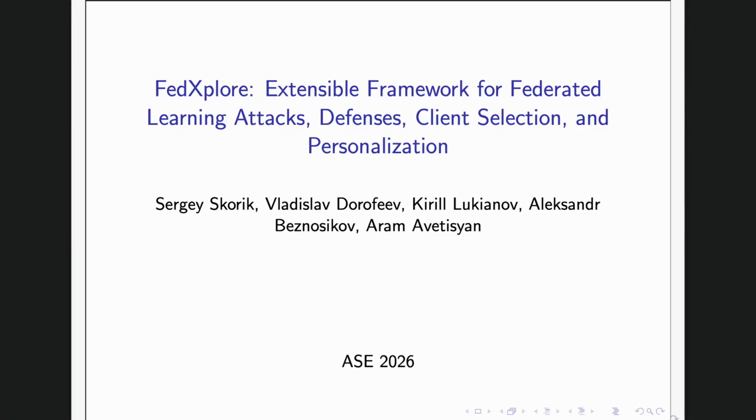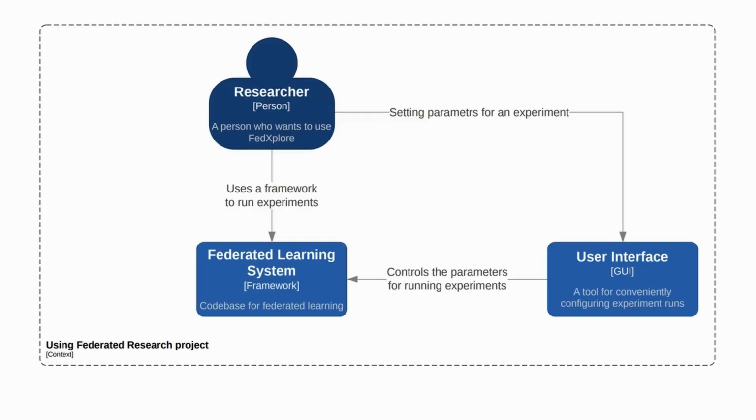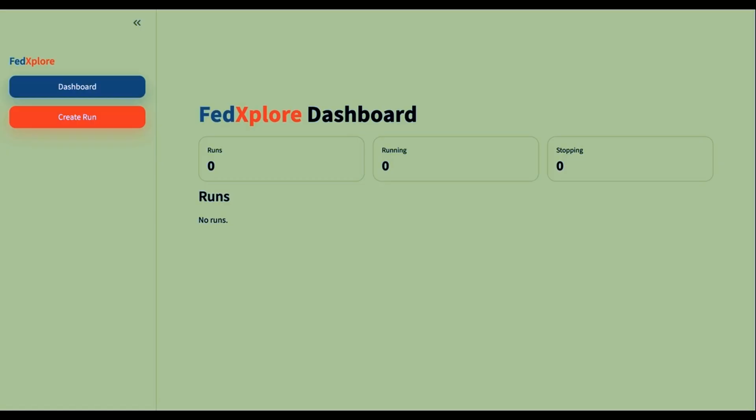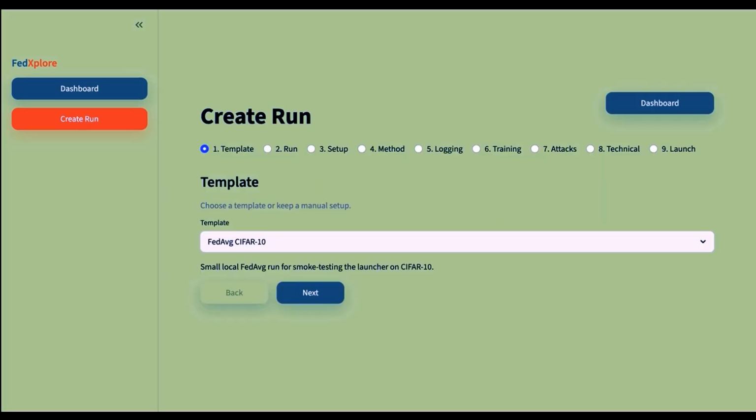In this video, we will introduce the structure and functionality of the FedXplore framework. The researcher's workflow in FedXplore involves configuring the experiment parameters through a user interface. The user interface includes a dashboard for viewing runs and a sidebar menu with the Create Run option for launching experiments. We launch a small-scale federated averaging run on the CIFAR-10 dataset.